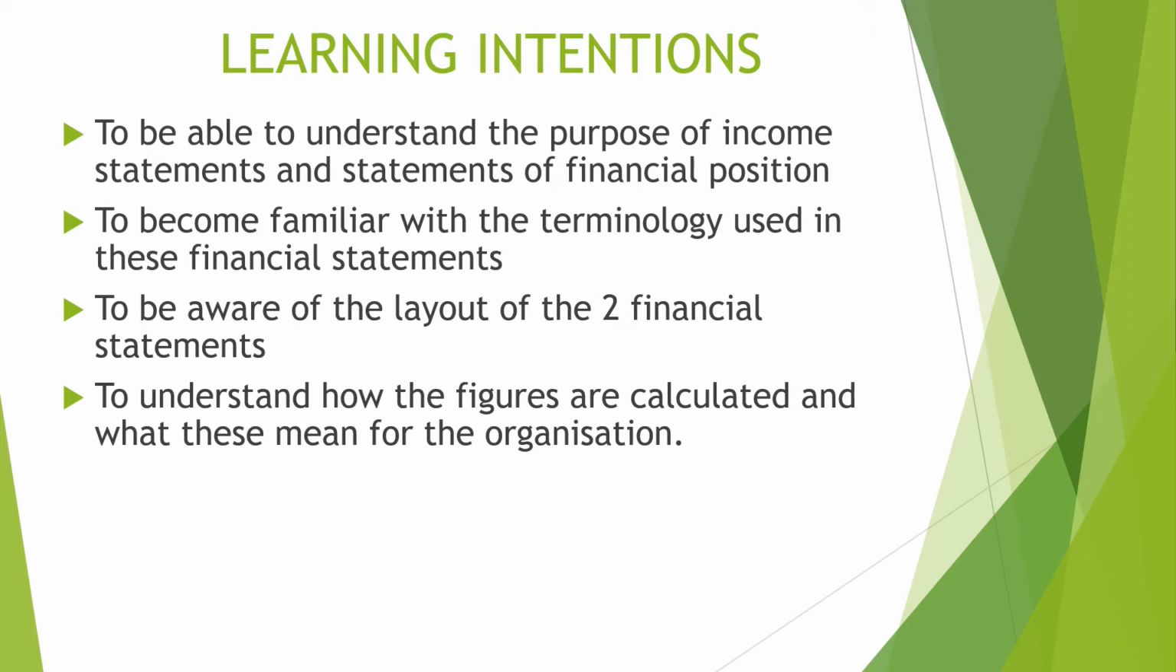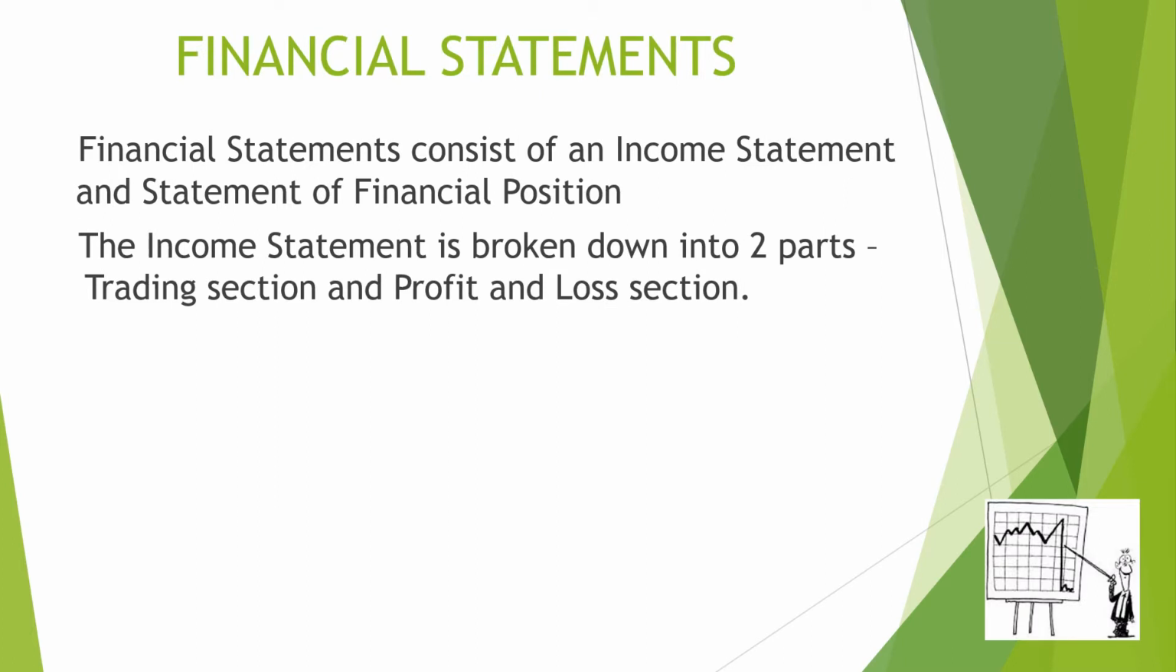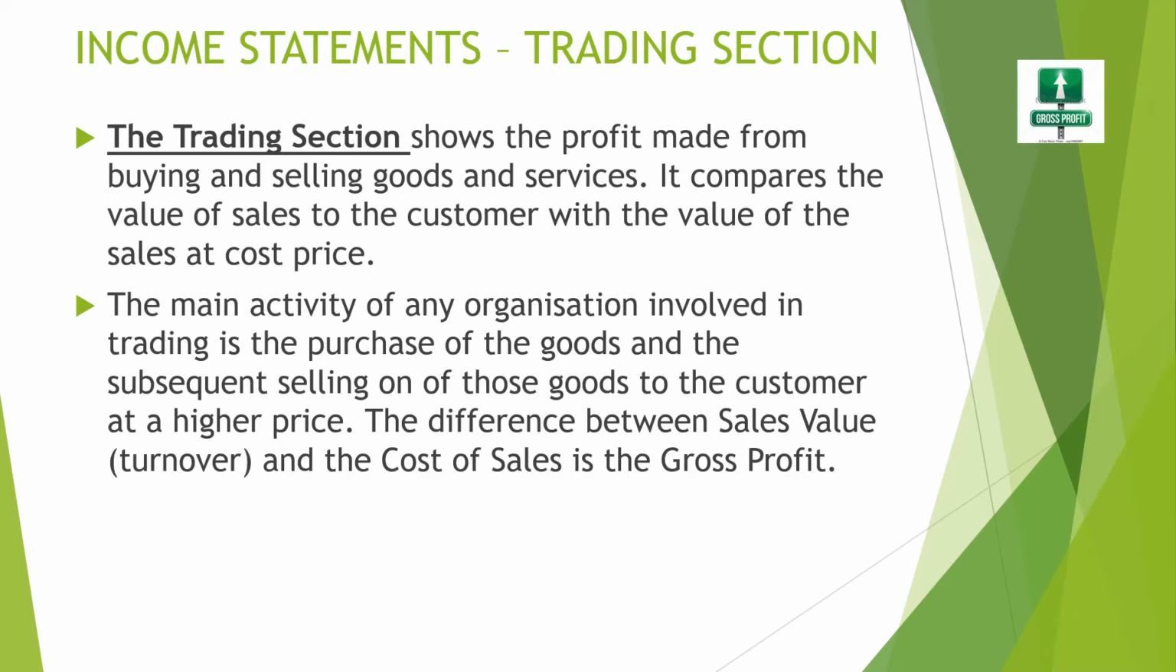and what these mean for an organisation. Financial statements then consist of an income statement and a statement of financial position. The first one we're going to look at is the income statement, and it's broken down into two parts really. We've got the trading section and we've got the profit and loss section. So let's look at the trading section first.